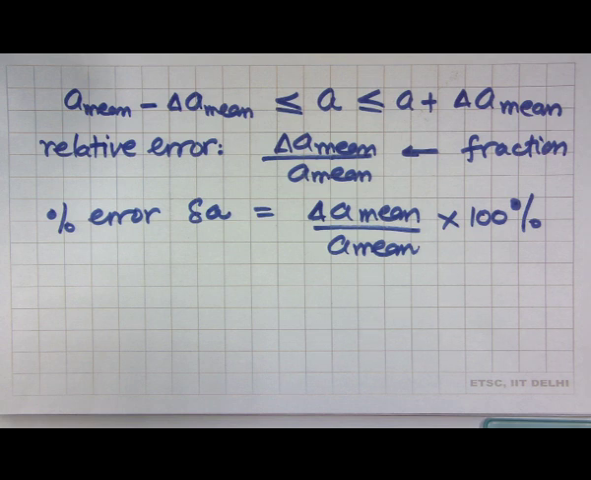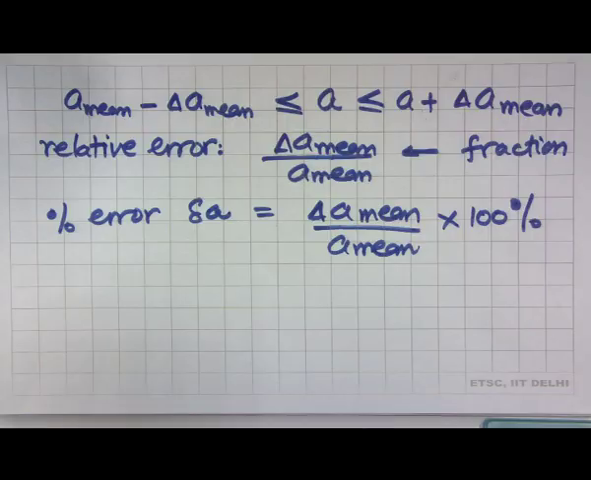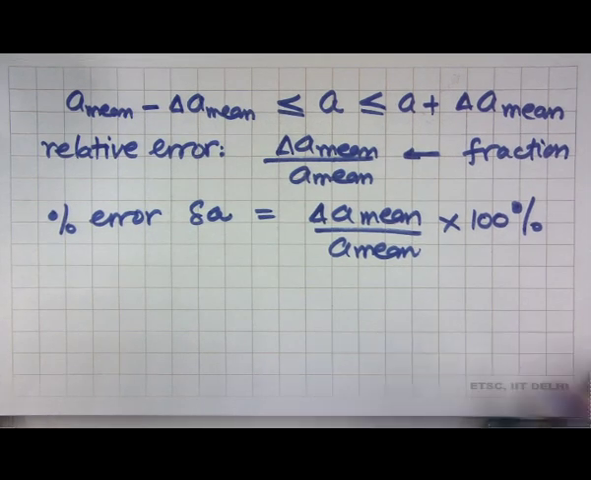That means we divide the error in the quantity by the quantity which we are measuring, and this will be a fraction. The relative error is often expressed as a percentage, which we call the percentage error, and the symbol sometimes uses the small Greek delta. That is delta A mean divided by A mean multiplied by 100, and that is what the percentage would be.